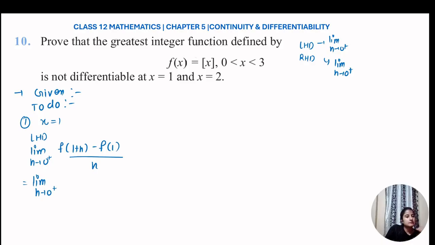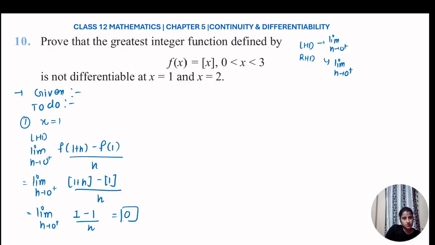So for that, this is the limit of h tends to 0 positive. So this is greater than 1. For 1 plus h, you are approaching 0 from the right hand side, so h is positive, so this whole part is greater than 1. Its limit is the greatest integer of 1 plus h minus the greatest integer of 1, divided by h. So this will be the limit as h tends to 0 positive, where its greatest integer will be 1 and the greatest integer of 1 is 1, divided by h. That means your left hand derivative is 0.